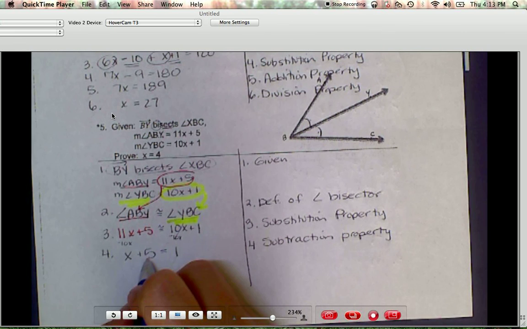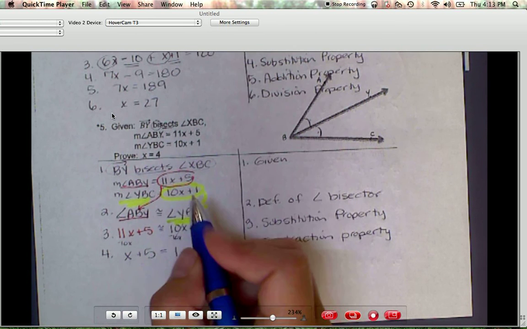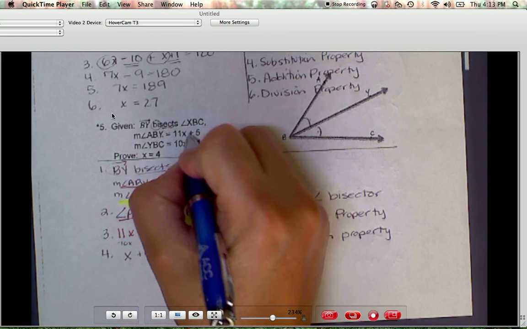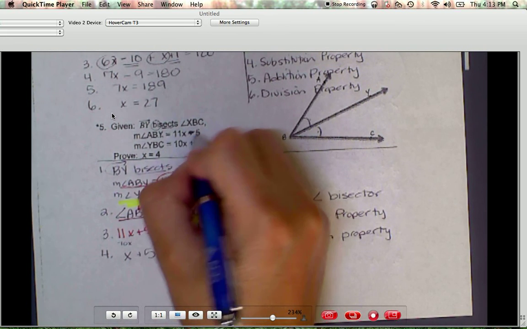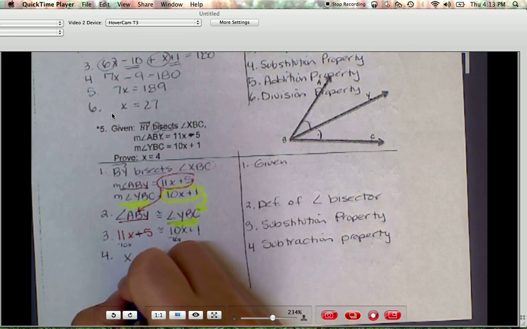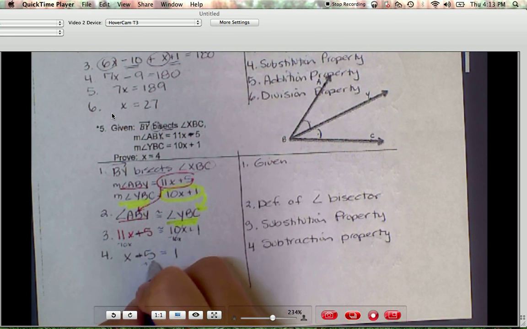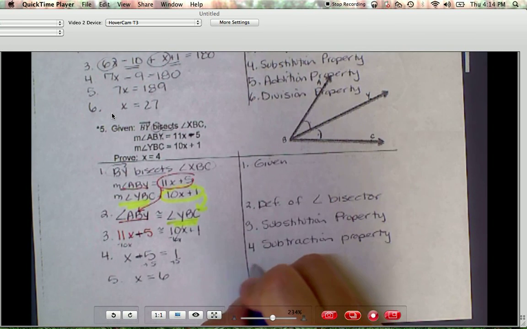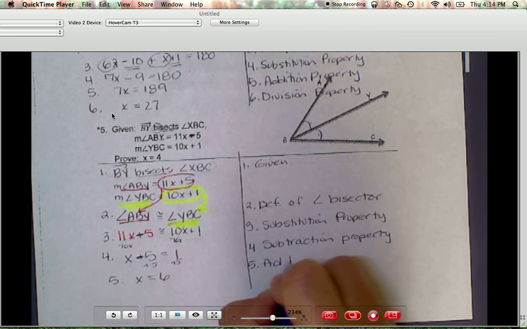And then we're going to go ahead and subtract. Oops. This is supposed to be 11x. Oh, let's go back. I made a mistake. This needed to be changed to 11x minus 5. So this is 11x minus 5, which makes this minus 5. So we're going to add 5 to both sides, and that gives us x equals 6. So adding 5 to both sides, that's addition property.